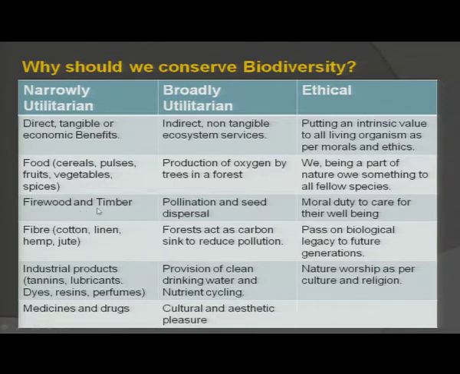timber for construction and other construction materials, we get fiber, cotton, linen, hemp, jute, we get so many industrial products which are used in industries for producing different items, tannins, lubricants, dyes, resins, perfumes, we get medicines and drugs. All these are the direct benefits which we can see. These are the material benefits which we directly use from the biodiversity we have. So, these are put under narrowly utilitarian.